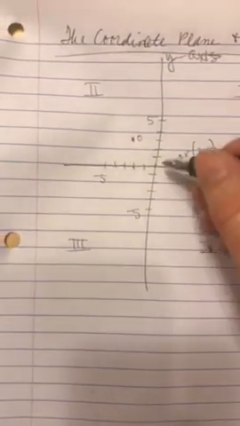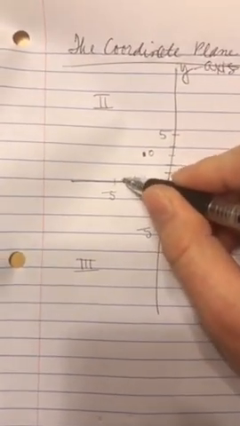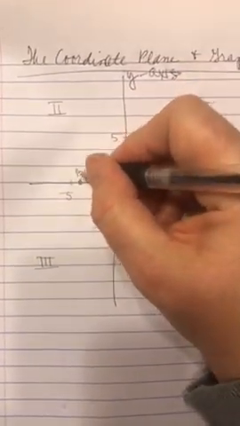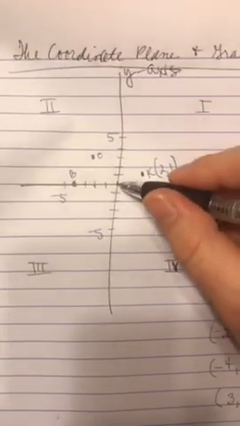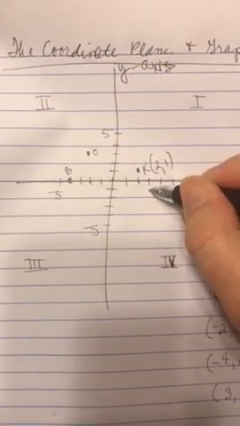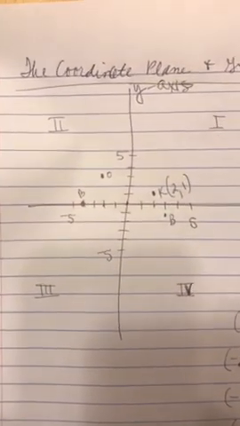B is at (-4, 0). So left to right, you go over 1, 2, 3, 4. 0 means not going anywhere in terms of up or down. That one was going to be a B. And then A is going to be at (3, -1). So go over to 3 and down 1, and you have point A at (3, -1).